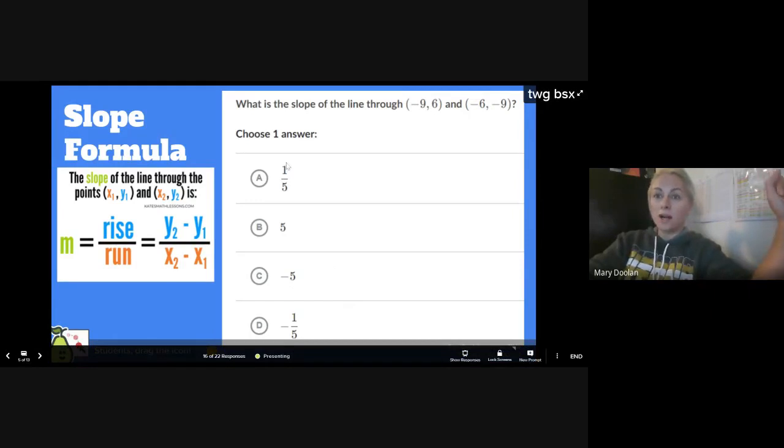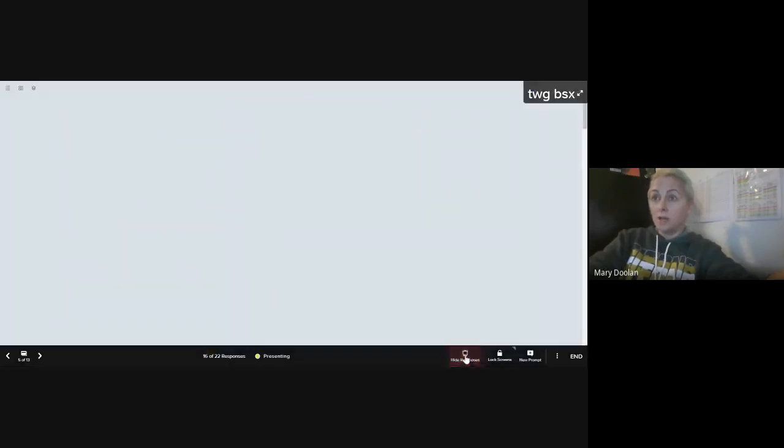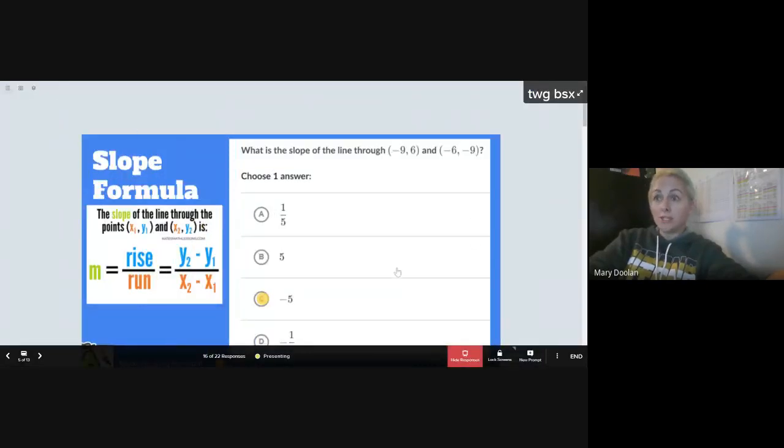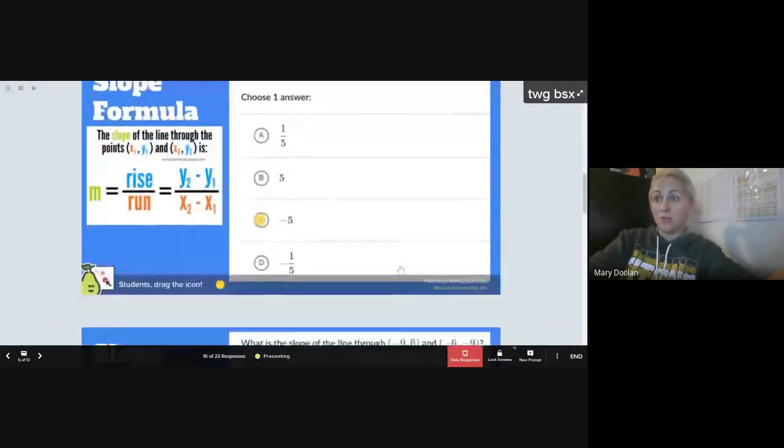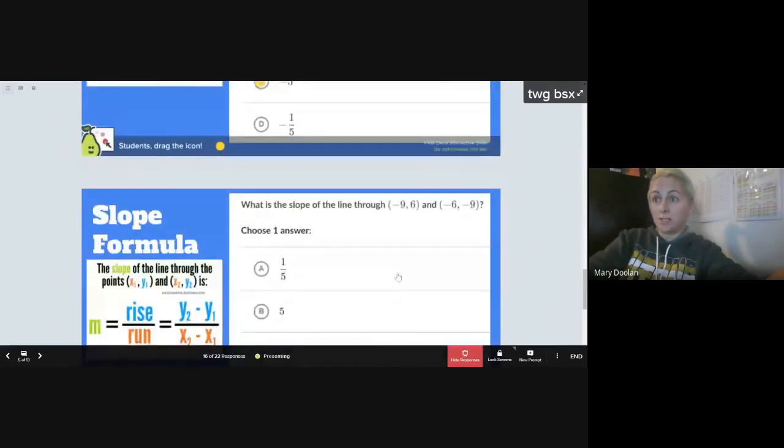So for slide 5, where you had to use the slope formula, the correct answer was -5, okay? And quite a few of you figured that out, so I'm pretty proud of this class. That's really, really good.